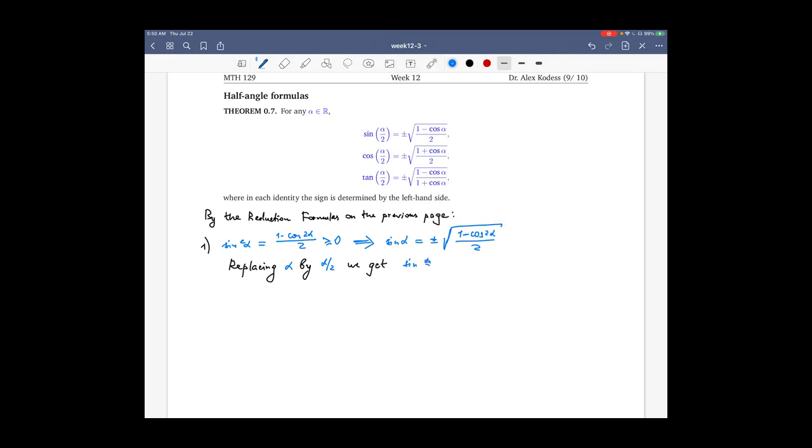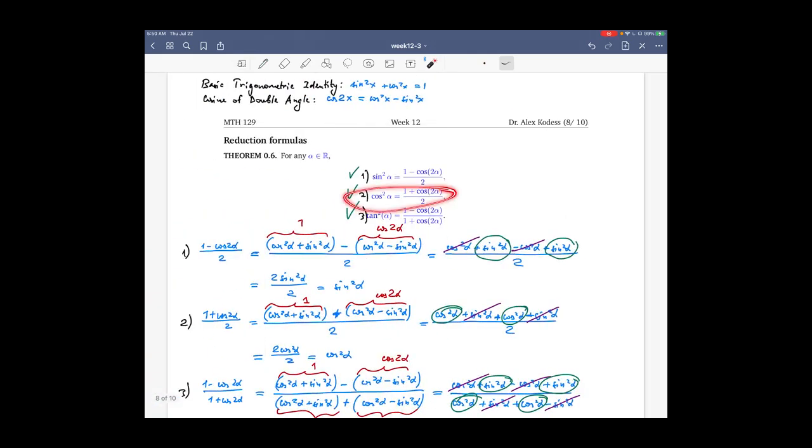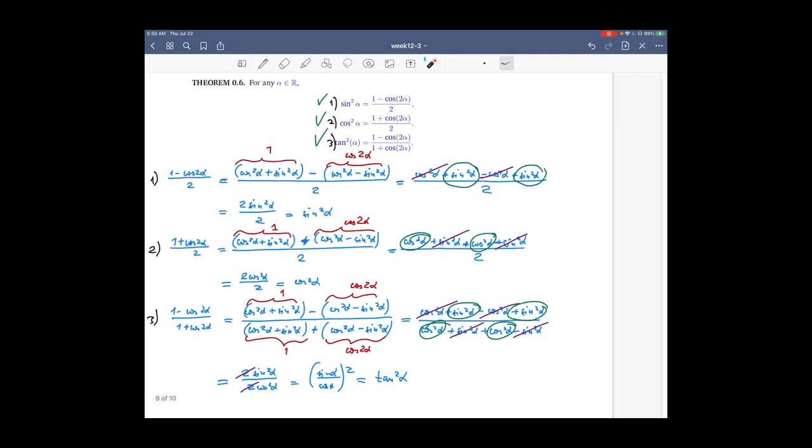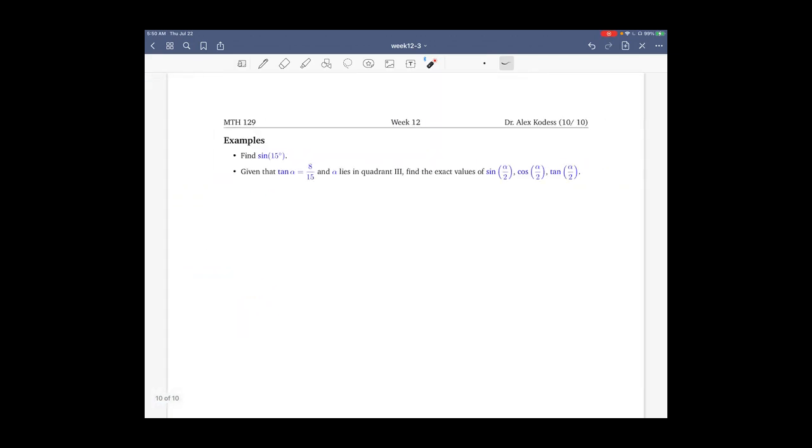Sine of alpha over 2 equals plus minus the square root of 1 minus cosine alpha over 2. So that proves this formula. The other two, of course, can be obtained the same way from their analogs on the previous page. All right, let's look at the numerical examples on the next page.